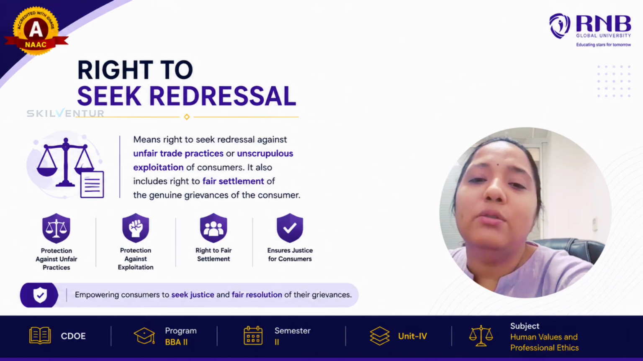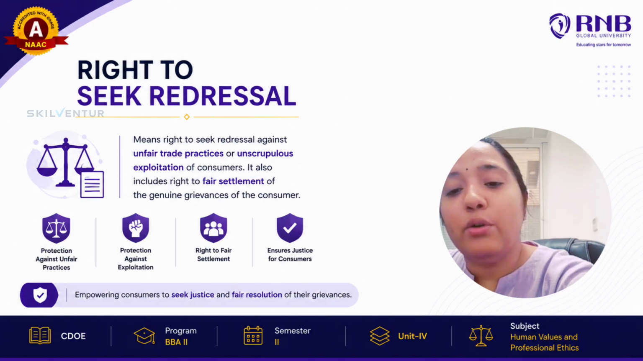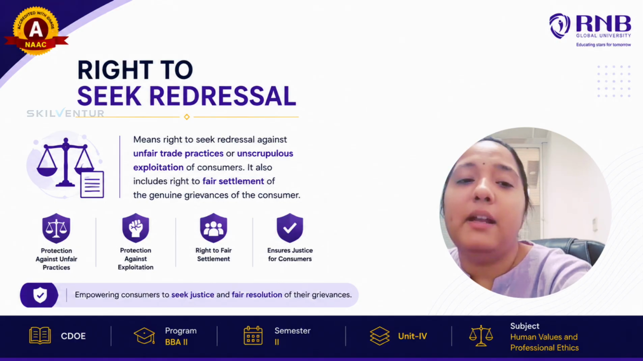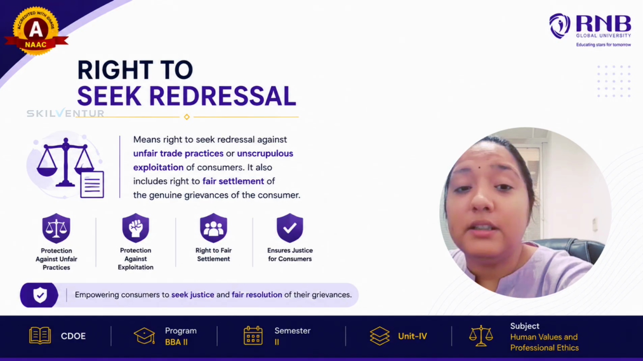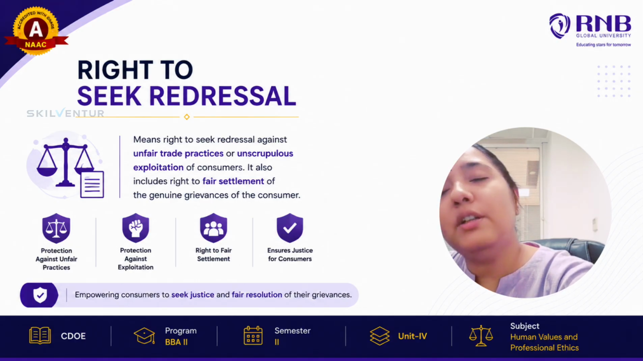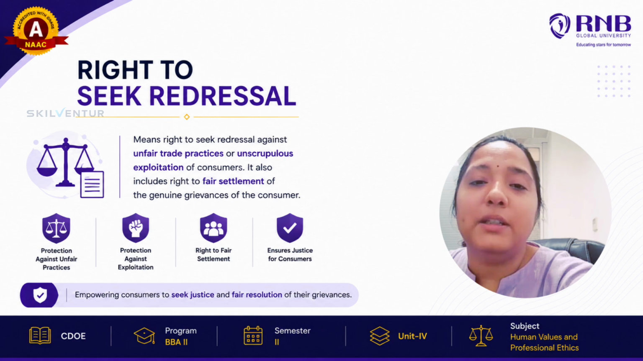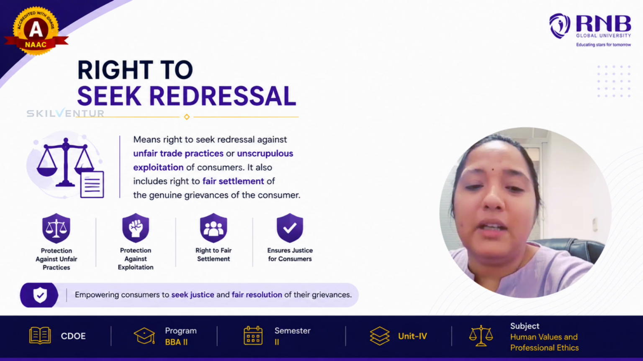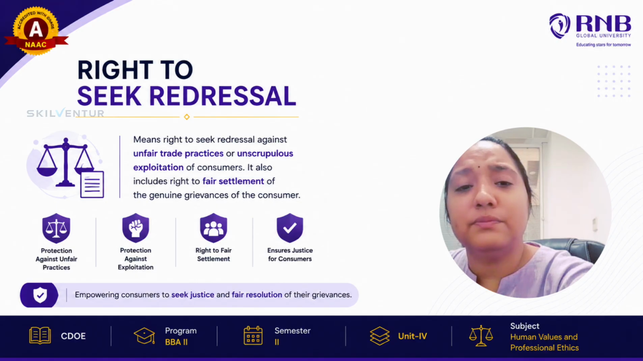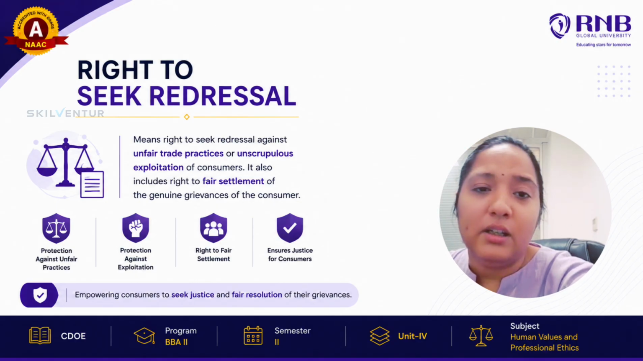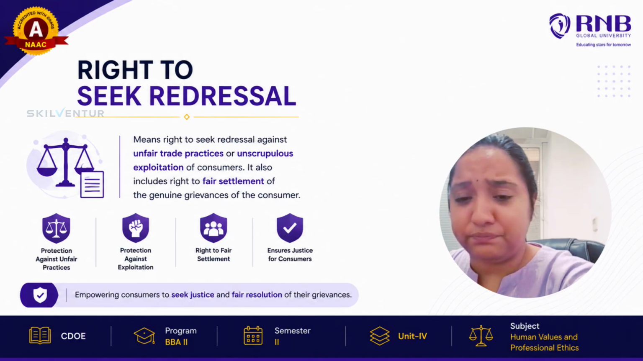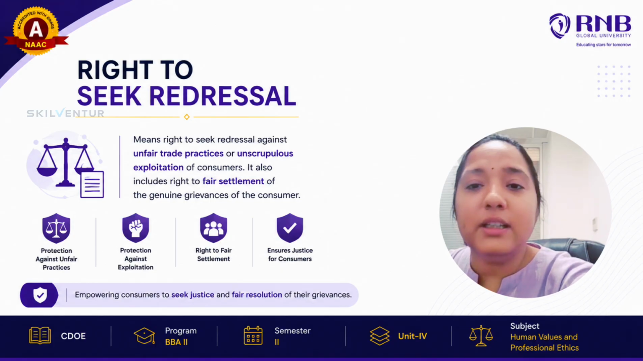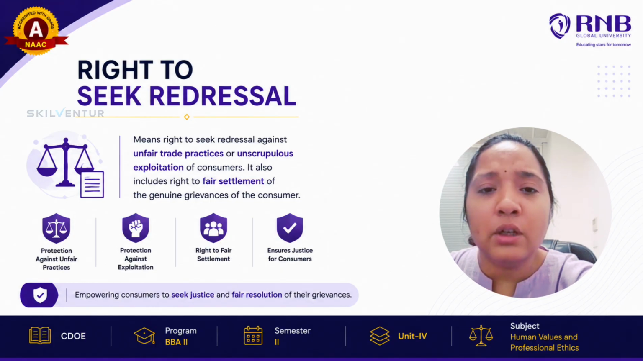It also includes the right to a fair settlement of genuine complaints, and this means that consumers can demand repair, replacement, refund, or compensation, depending on the loss or damage they have suffered. This right is very important because it protects the consumer from being helpless in the market, and it gives them confidence that if something goes wrong, there is a proper system to support them.